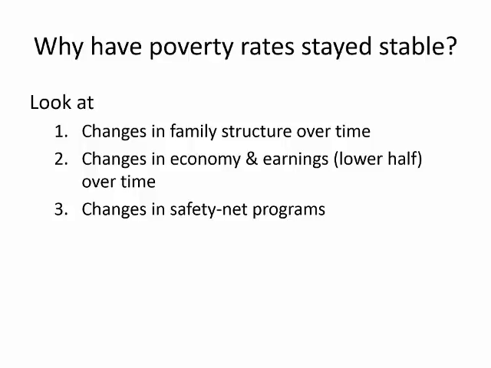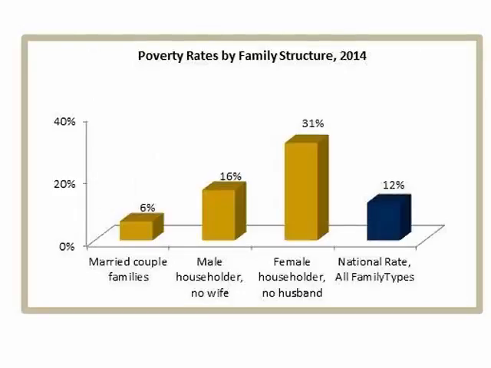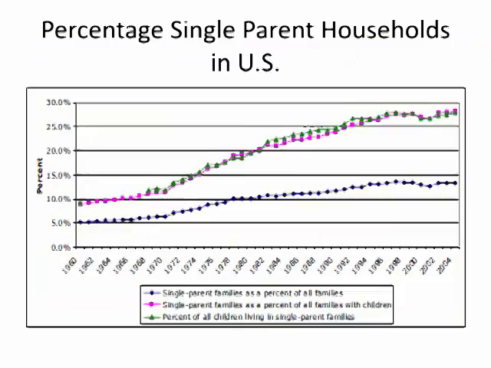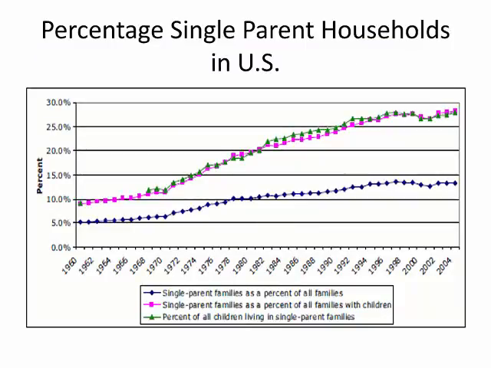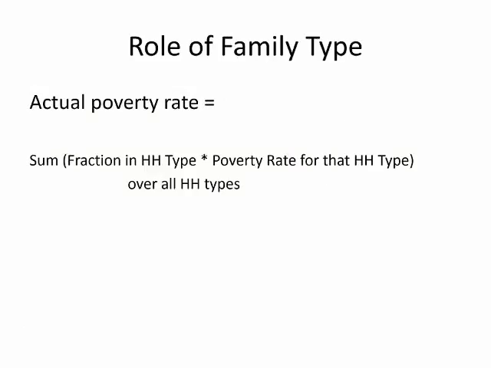As shown here, the poverty rate for families headed by a single mother was 31% in 2014, compared to a poverty rate of just 6% among 2-parent families. There has been a very dramatic increase in the percentage of individuals residing in single-parent households in the U.S. since the 1960s. The overall poverty rate can be expressed by multiplying the fraction in a given household type, such as single-parent families, by the poverty rate for that household type, and summing over all household types.